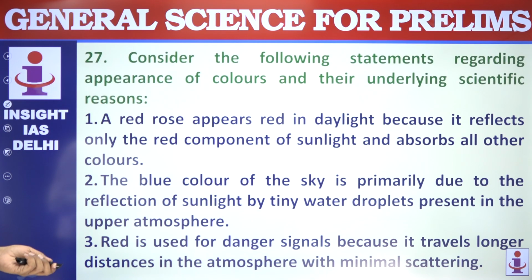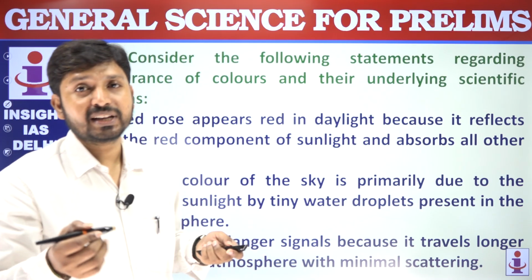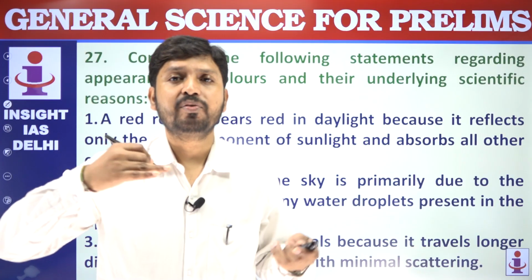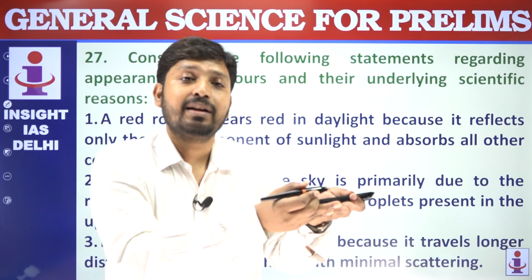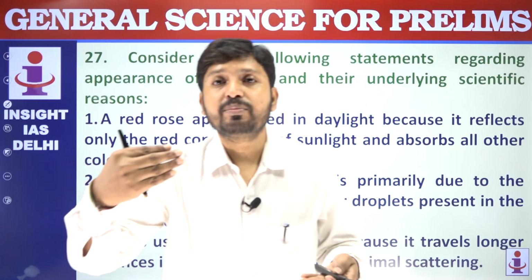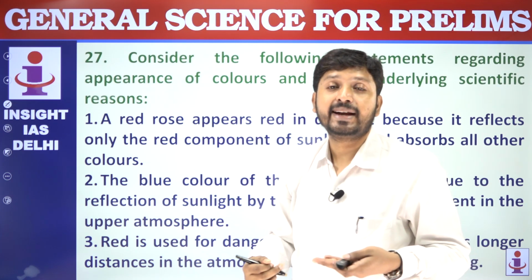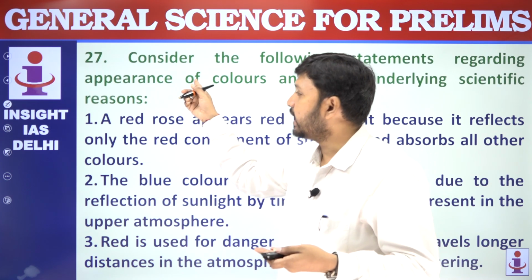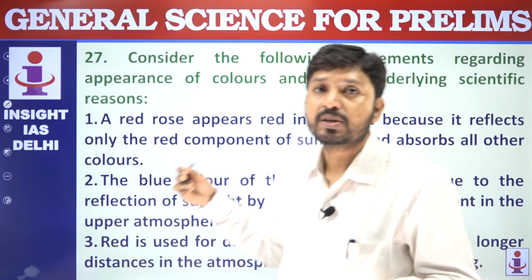Consider the following statements regarding the appearance of colors and their underlying scientific reasons. What colors we can see depends upon the scientific reason. For example, electromagnetic radiations coming to us have different frequencies. Within visible light also we have different spectrums, for example the VIBGYOR colors. When light falls on something, if red light is reflected, then only I can see the red color. If green light is reflected, we can see the green color. If blue light is reflected, then only we can see the blue color. This is the normal principle.